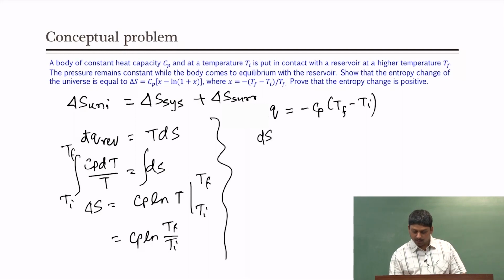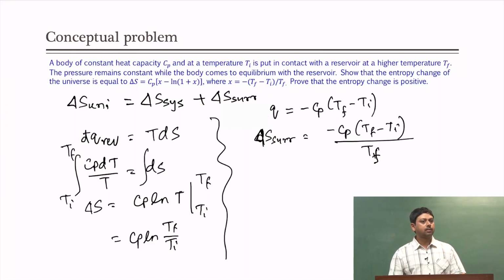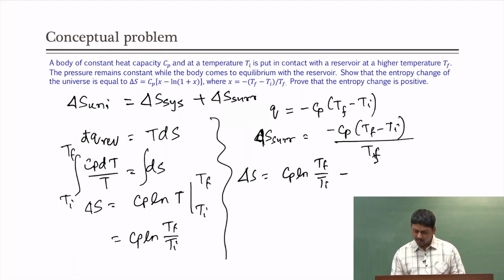Now, what is the entropy that the surrounding is going to lose? Cp Tf minus Ti by Tf, because Tf is the temperature of the reservoir. What is the formula for entropy? dq by T, right. What is dq? Cp dT. So, we did Cp dT and we divided by Tf. So now what is the total change? The total change in entropy will be Cp ln Tf by Ti minus Cp Tf minus Ti by Tf.